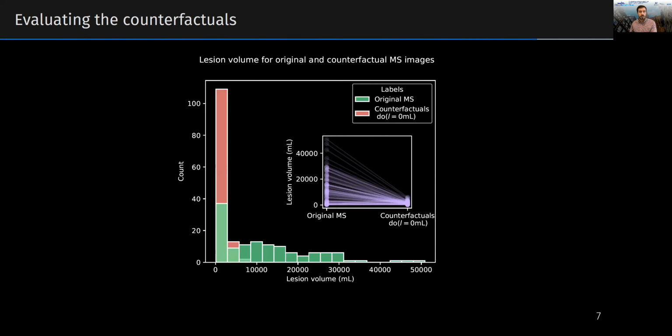Evaluating counterfactuals is difficult because we necessarily don't have ground truth to compare against. But to quantitatively assess our counterfactuals, we took 124 MRIs of people with MS, passed them through a lesion segmentation network, and measured the segmented lesion volume. Then we created corresponding counterfactual image volumes where the lesion volume was set to 0 and passed those images through the network. As shown in the plot, the segmented lesion volumes for the counterfactuals drop to 0 as expected.